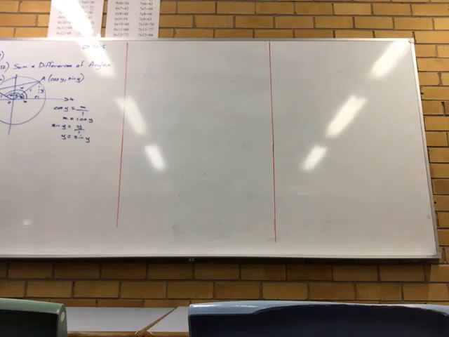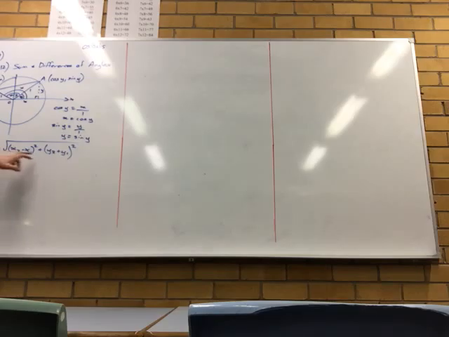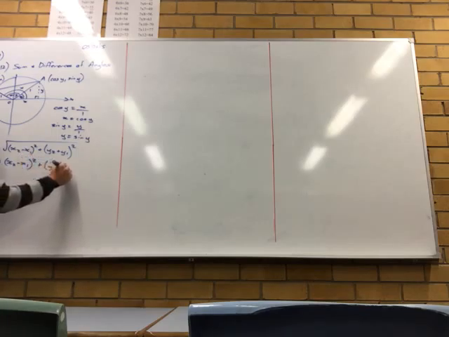Right, so we wanted to consider the distance. If D is the square root of x2 take away x1 all squared, plus y2 take away y1 all squared. If we take the square of both sides, we'll eliminate that square root, like we did with the lockers yesterday. So it'll be x2 take away x1 all squared, plus y2 take away y1 all squared. So we just removed that square root.